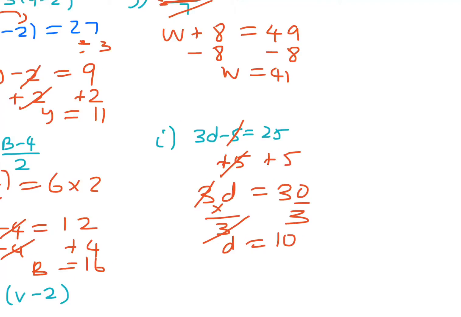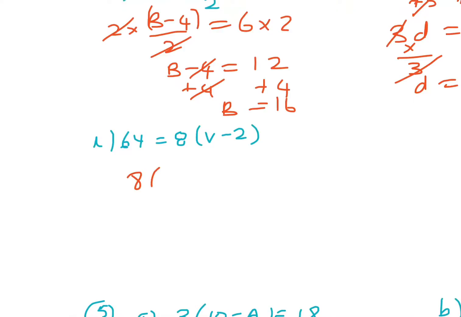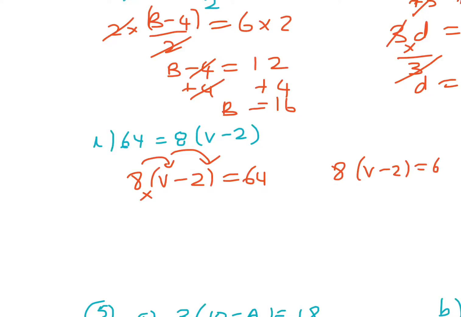30 on 3 is 10. All right, this one, 8(v minus 2) is 64. You could expand first if you wanted to, or you could divide the 8 out. I'll show you both ways.